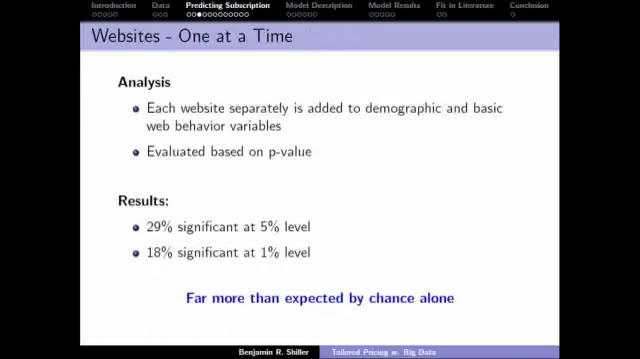Okay. So the next step was to start to add the detailed web behavior variables, the number of visits to each website. The first thing that I did was I just added them one at a time. I just want to see how well each website does on its own in predicting whether or not someone is a Netflix subscriber. So I added them to the demographic and basic web behavior variables, and then I computed the p-value. A p-value of 5% we would expect if they're completely random to occur 5% of the time. I find that 29% of the websites are significant at the 5% level. So far more than expected by chance, which suggests there is some actual information in these websites.